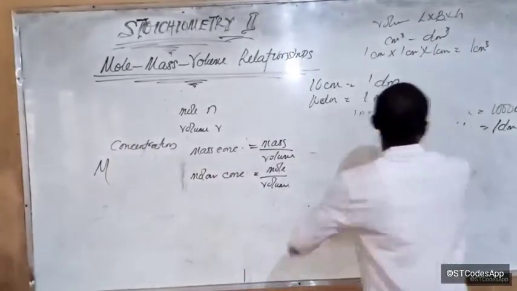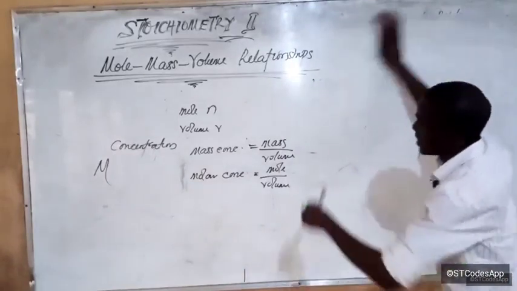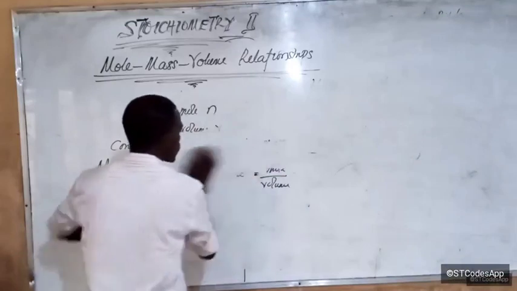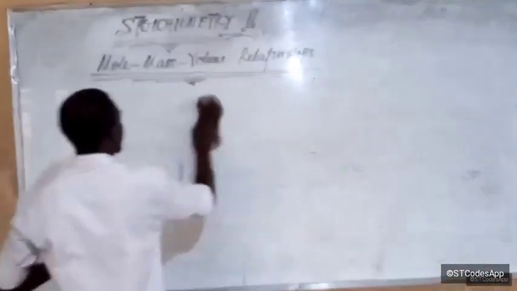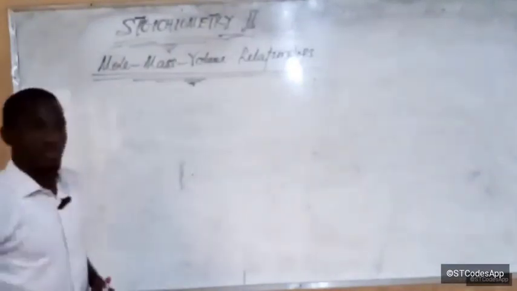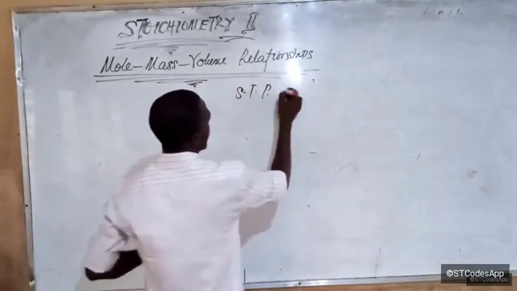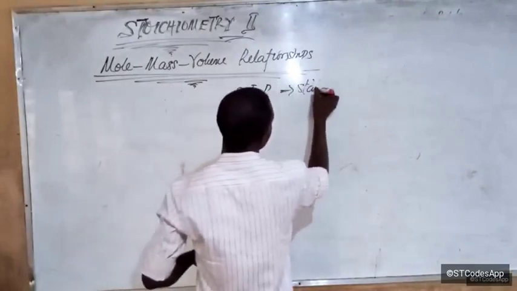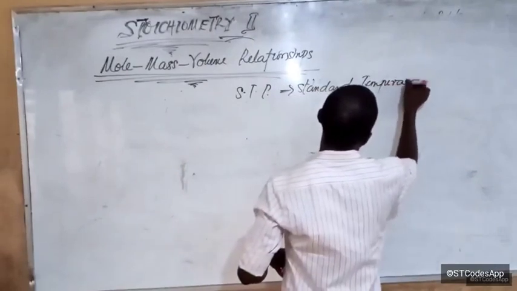Now, how do we now solve? There are some constants we should already know here. We are going to be dealing with gases first. So the major gas constant that you should know first here is the constant at standard temperature and pressure, STP. STP means standard temperature and pressure.